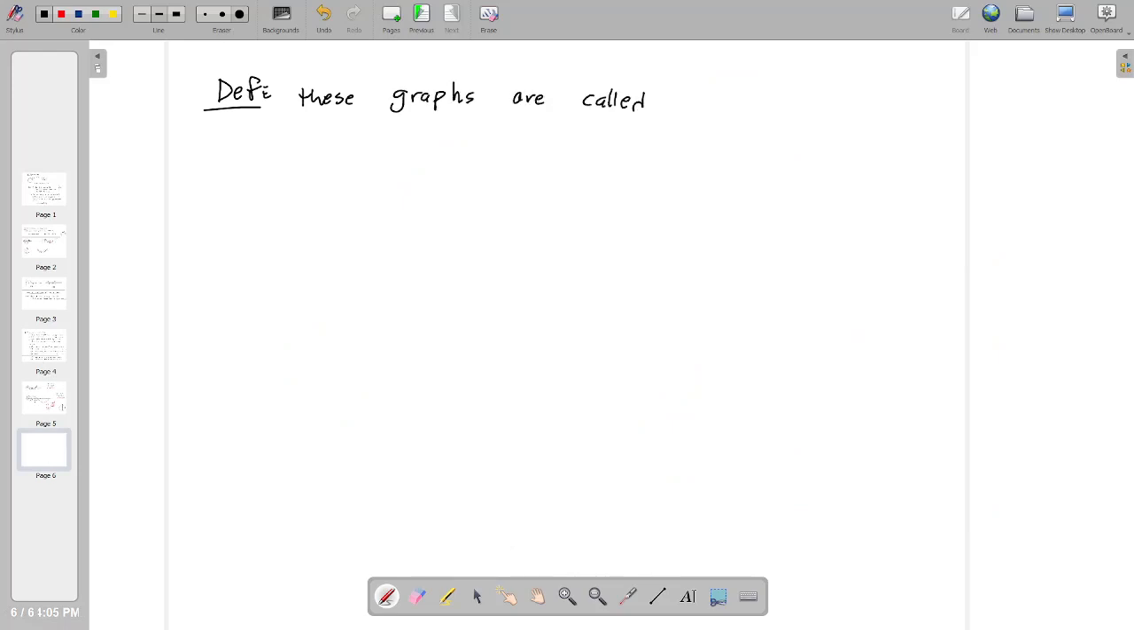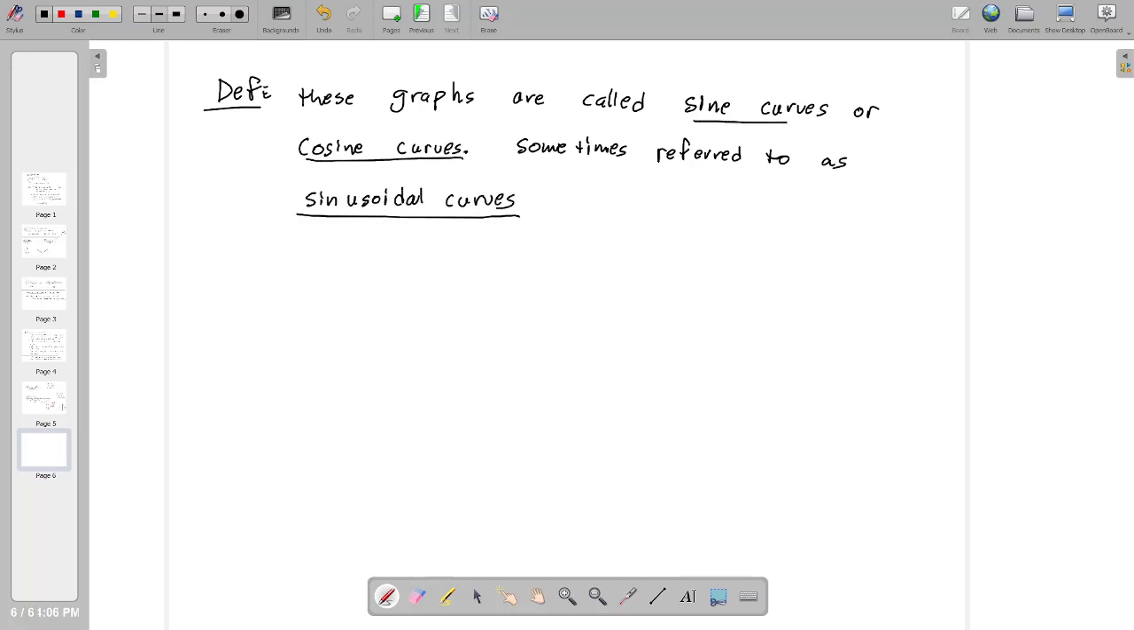The graphs are called the sine curves or the cosine curves. Sometimes we refer to them as sinusoidal curves. Sinusoidal curves are just sine curves or cosine curves. So they're basically the same thing, they're just shifted a little bit. But I refer to them occasionally as sinusoidal or sinusoidal in nature or something like that. Just means I'm referring to a sine curve, that's all.